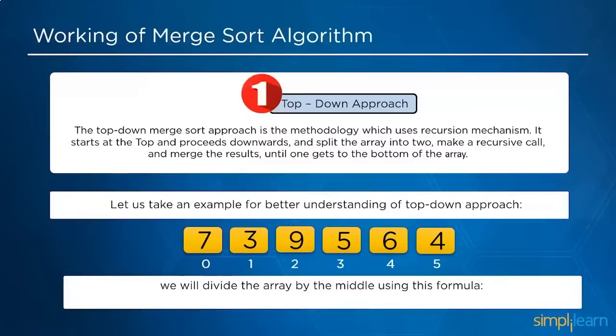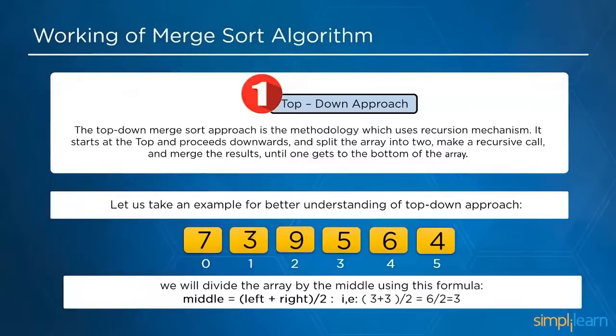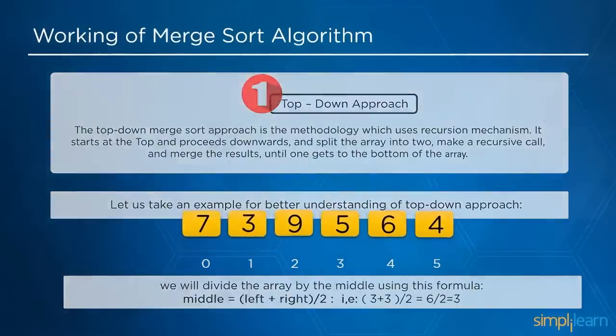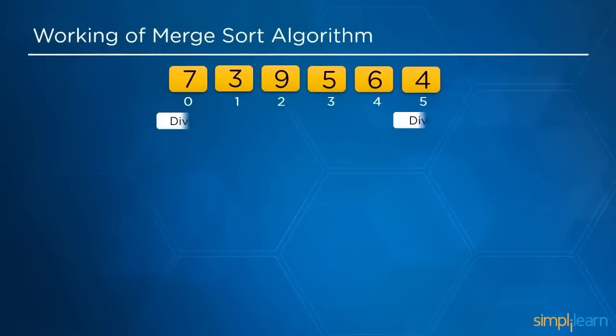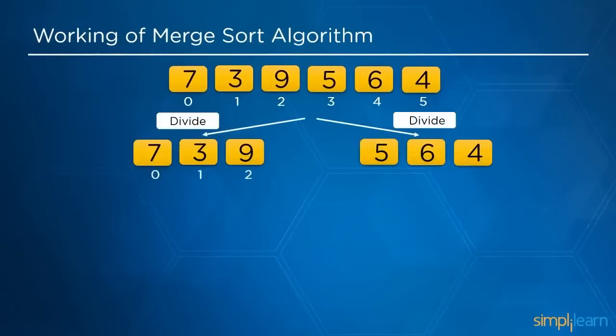For a better understanding of the top-down approach, consider the following scenario right here on my screen. We have an example of an array of size 6 consisting of elements 7, 3, 9, 5, 6 and 4, starting with index 0 and ending with 5. Using the following formula, we'll divide the array by its middle. That is, middle is equal to (left plus right) divided by 2. We have 3 elements on the left and 3 elements on the right near the middle.